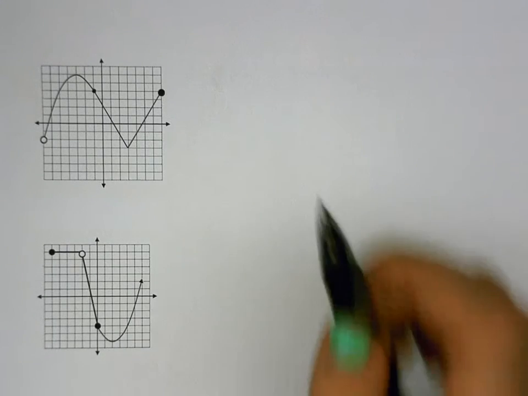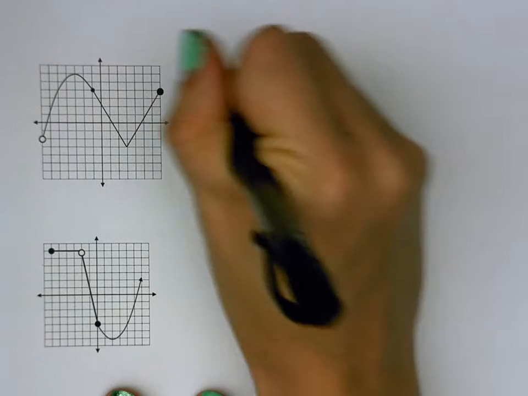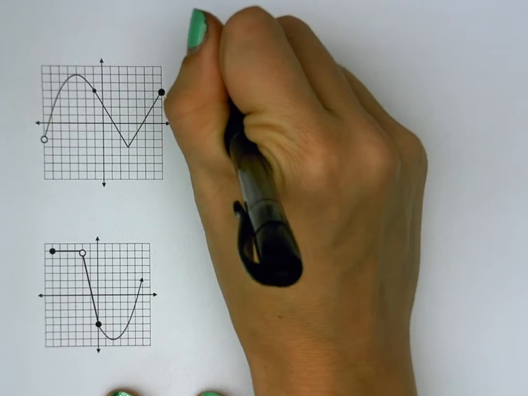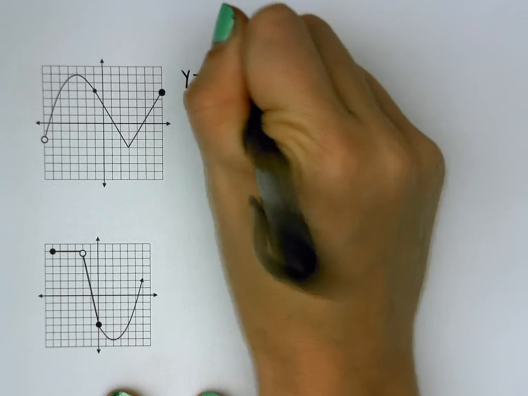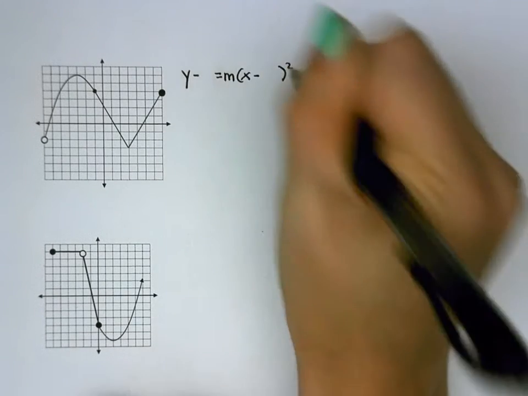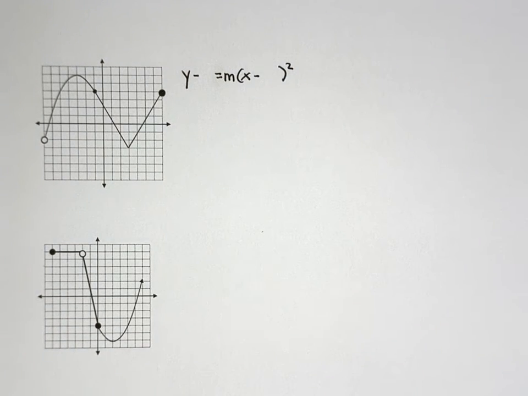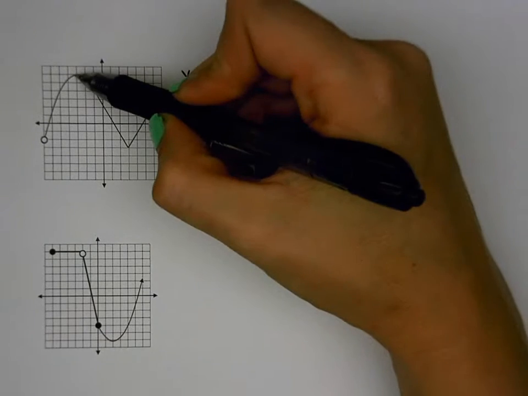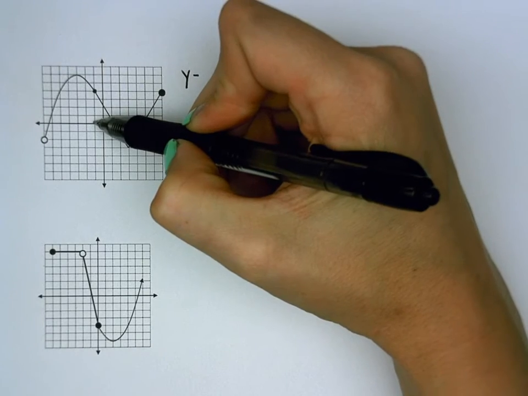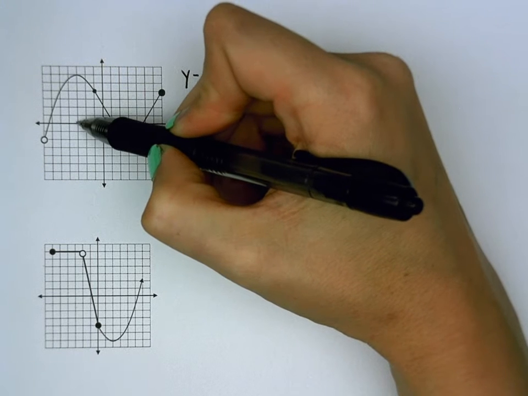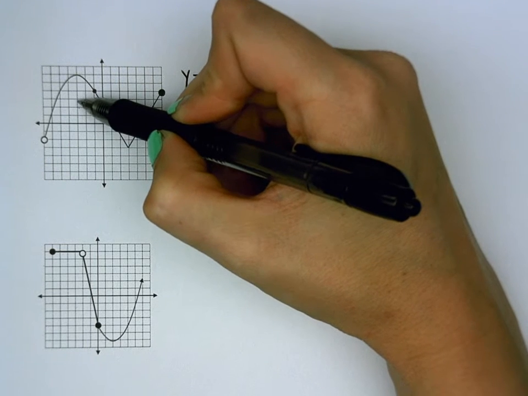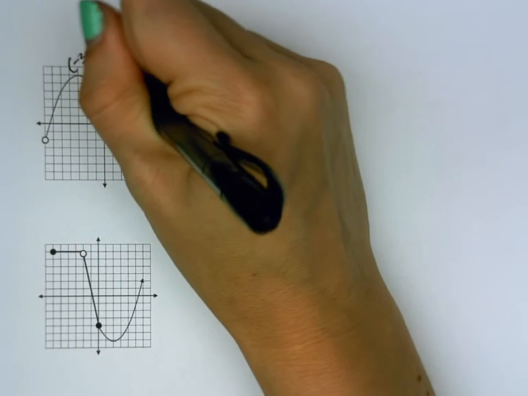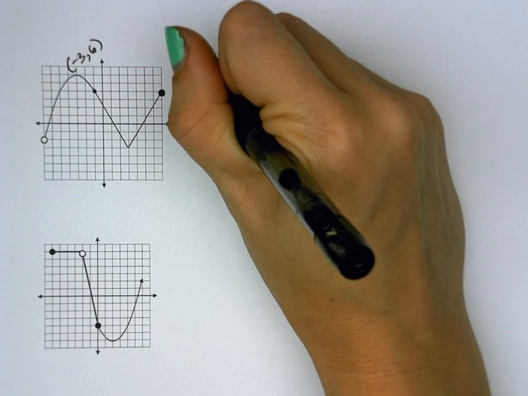So let's go ahead and do the quadratic first here. y minus y1 equals m times the quantity of x minus x1 squared. Remember, with a quadratic, it does matter what my h, k is. My h, k needs to be this vertex up here, which is at x equals negative 3 and y equals 6. And so we have our 6 and our negative 3.